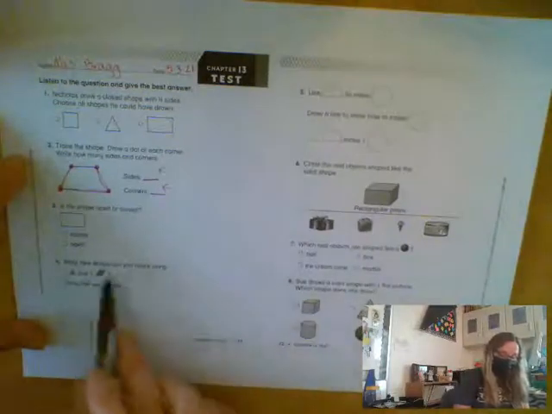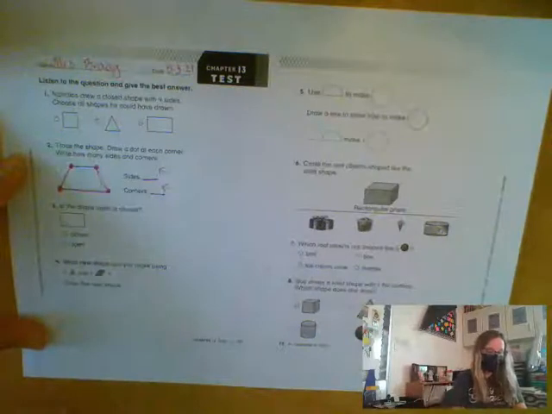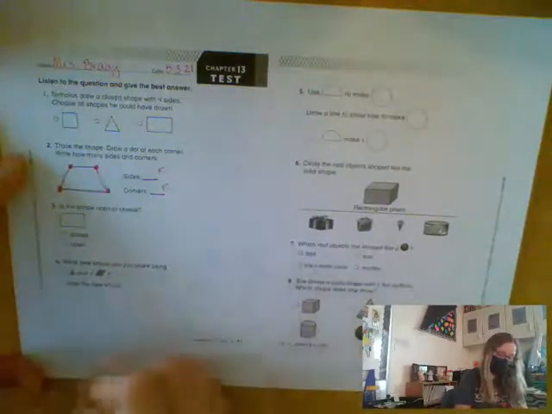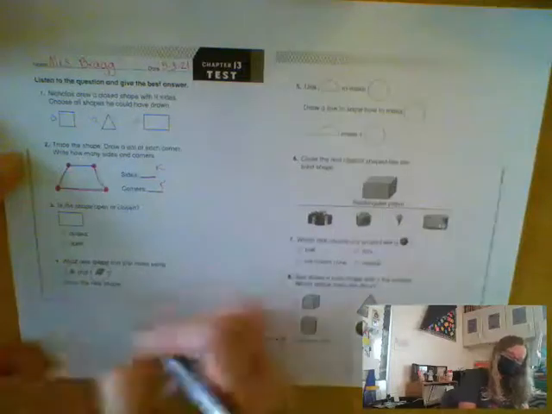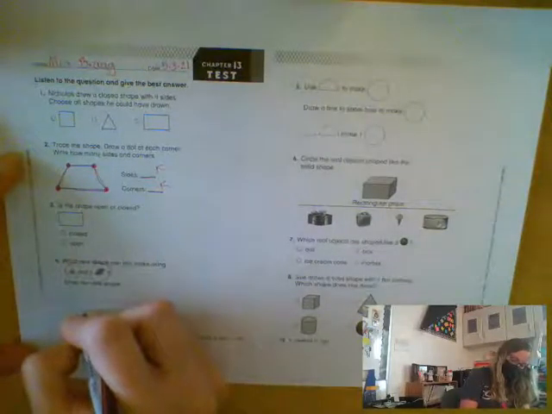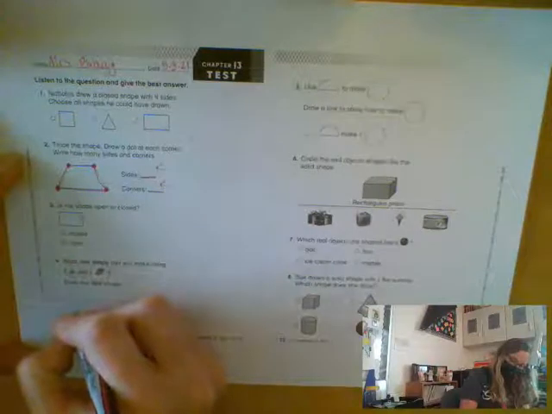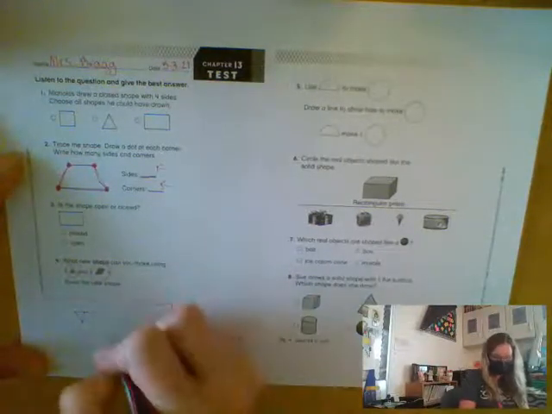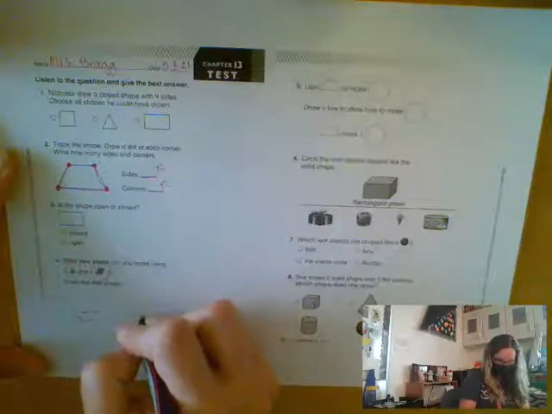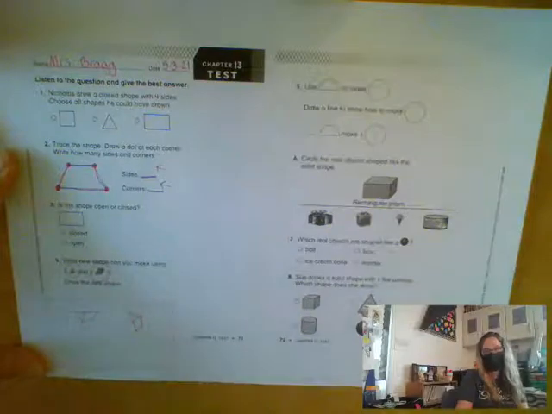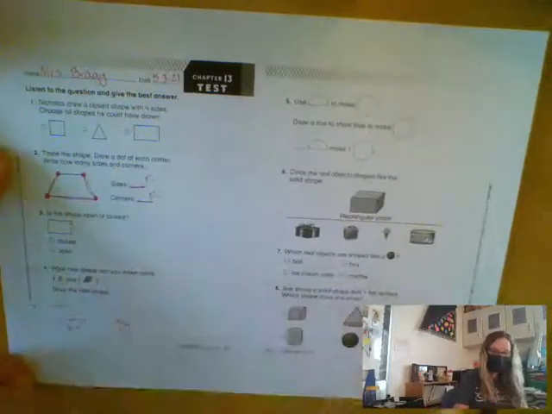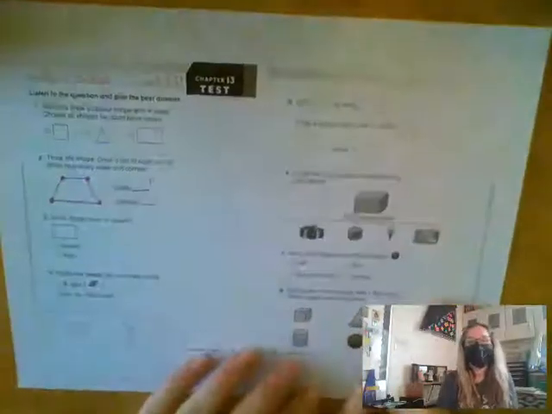Number 4 says, what new shape can you make using 1 triangle and 1 rhombus? Draw the new shape. So down here in this space, using 1 triangle and 1 rhombus, what shape can you make? And it's okay if you have to draw a few different times to try to figure it out. Because I know for me, sometimes it might take me a few tries to figure out what shape I could make. Okay, so just draw it down here. And when you're done, we'll go up here to the top.